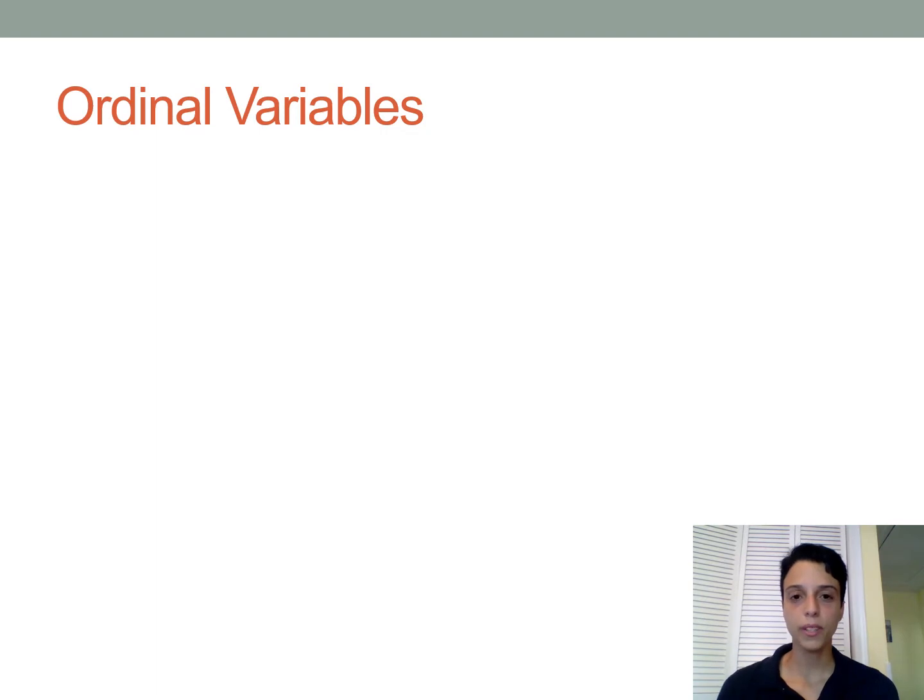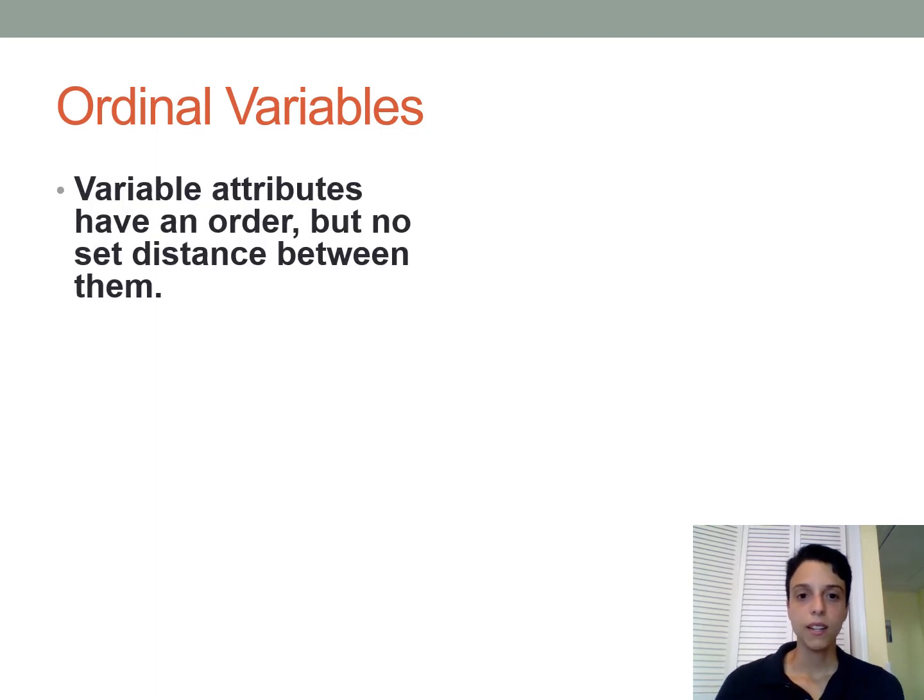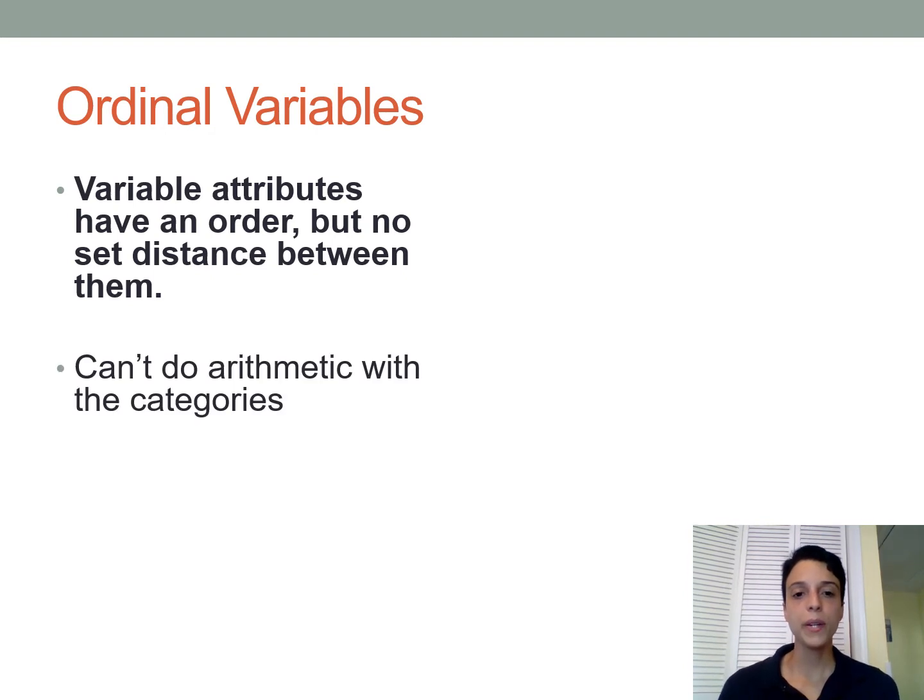Next up, ordinal level variables. As I mentioned before, an ordinal level variable has attributes that can be put in order or ranked, but no set distance between those attributes. And as I'll describe in a moment, a good way to tell if you're looking at an ordinal variable is to ask yourself whether you could do basic arithmetic with those attributes or the variable categories.